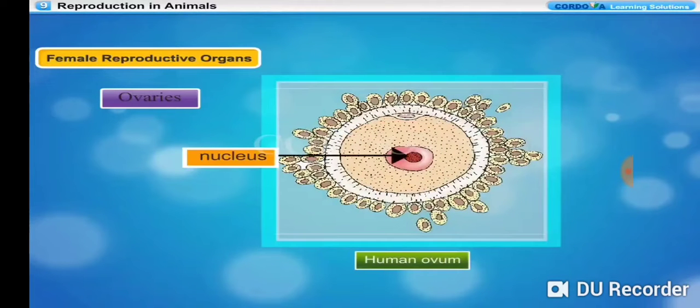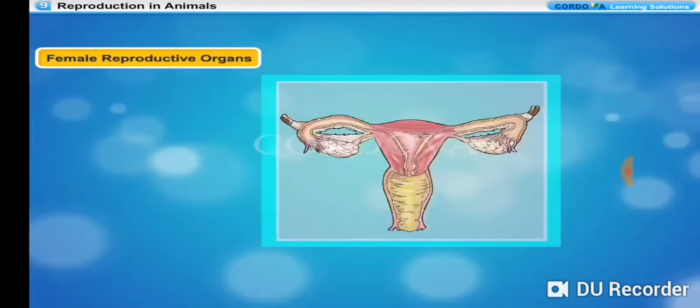At puberty, the ovaries produce eggs or ova required for fertilization. In human beings, a single mature egg is released into the oviduct alternately by one of the ovaries every month. Like a sperm, an egg is also a single cell, but is much bigger than sperms.